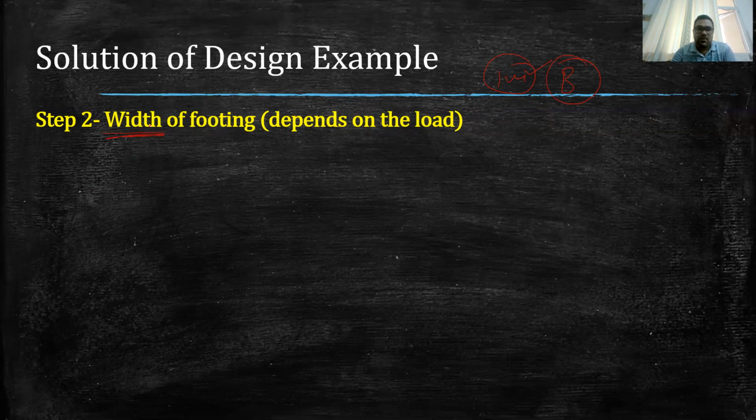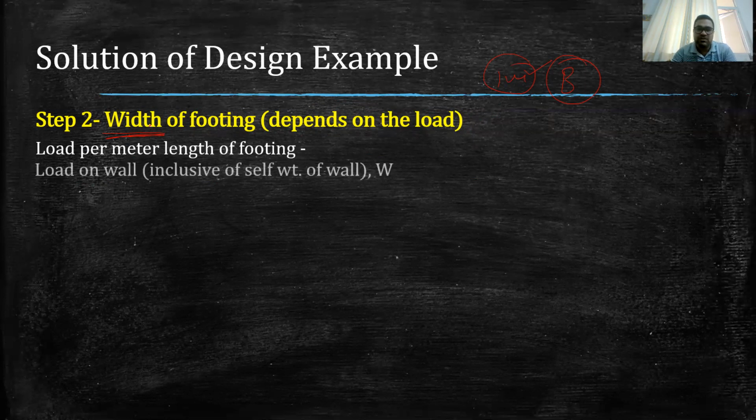Now, we know what is the load coming on the footing. So load per meter length of footing is given in the question, which is 100 kilonewton. And we will also assume that this load which is coming from the wall is inclusive of the self weight of the wall, because sufficient data is not given to calculate the self weight of wall. And also it is not mentioned that wall load is to be calculated separately. So therefore we are assuming that the load coming from the wall is inclusive of self weight of the wall.